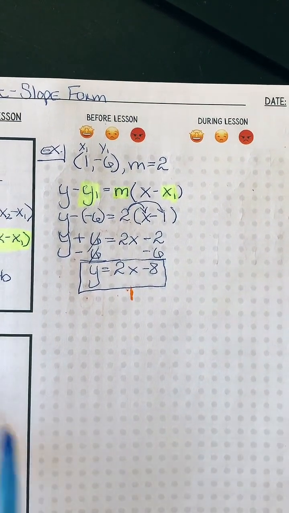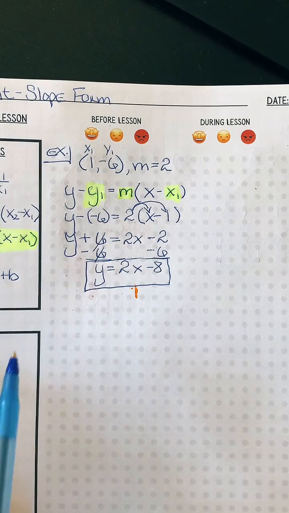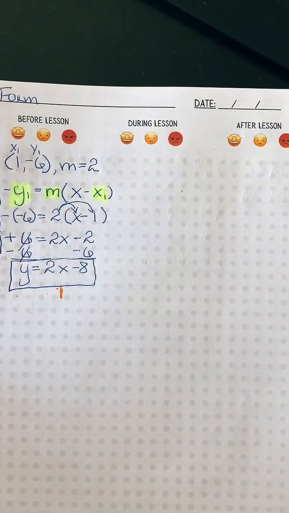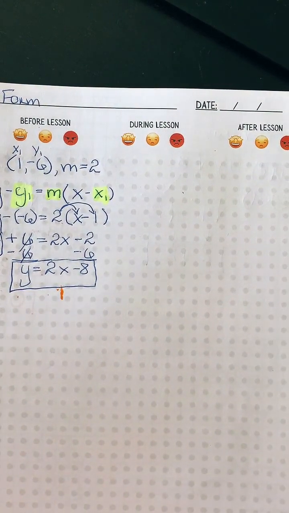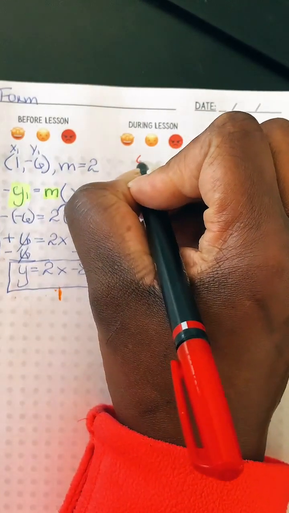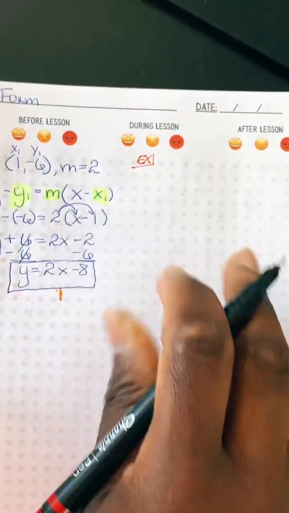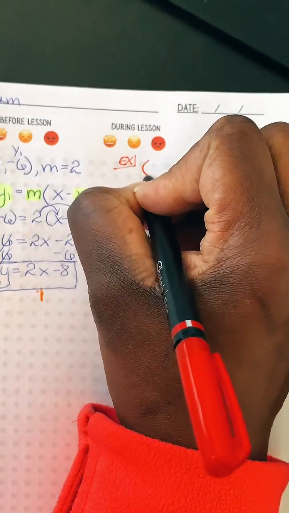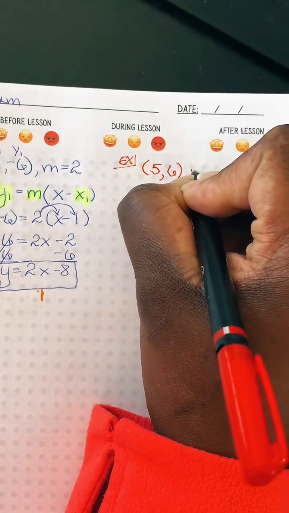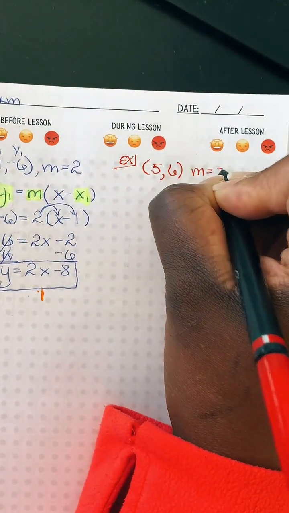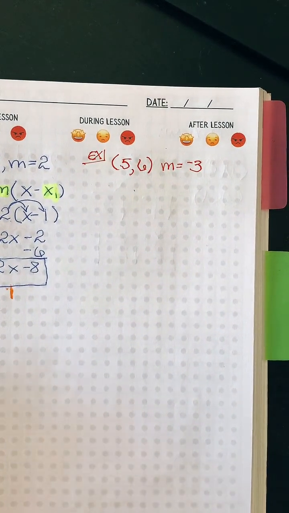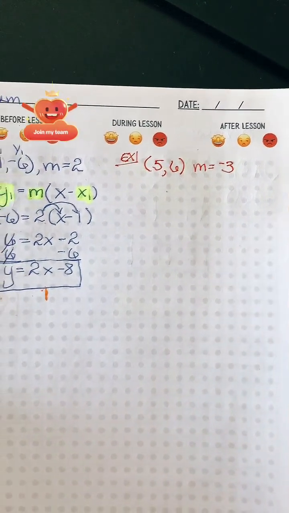Okay. So now I'm going to kind of walk through it. This one I was just like, okay, here is this, here is that. So let's say that we're going, see if I can change colors here. So we have the ordered pair, which is 5, 6. And my slope is -3. Okay, so 5, 6. And my slope is -3.